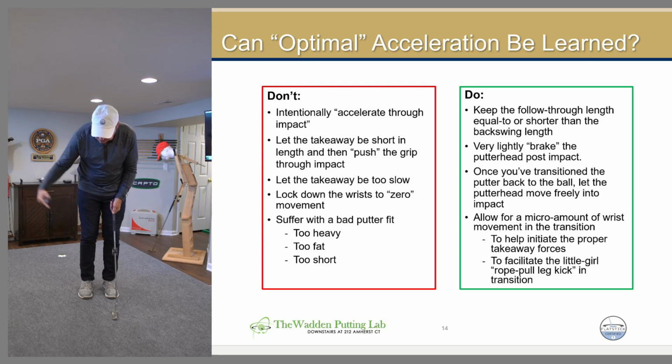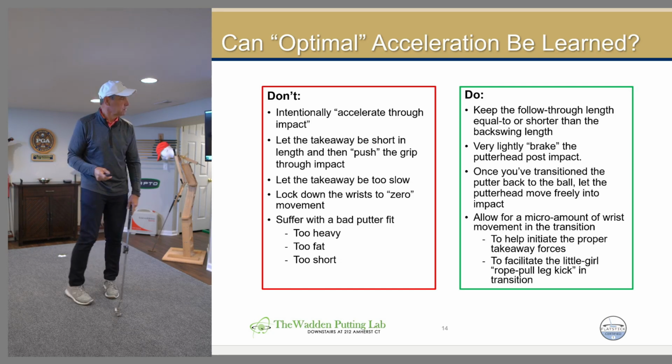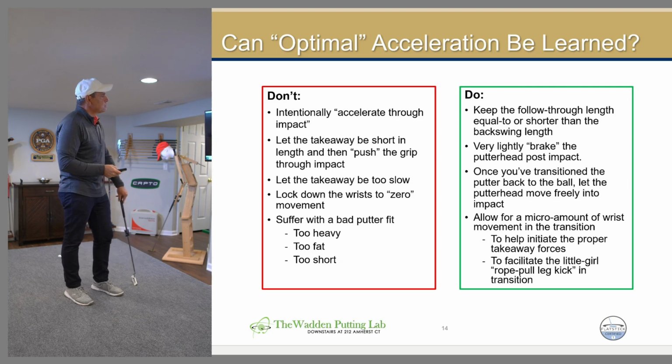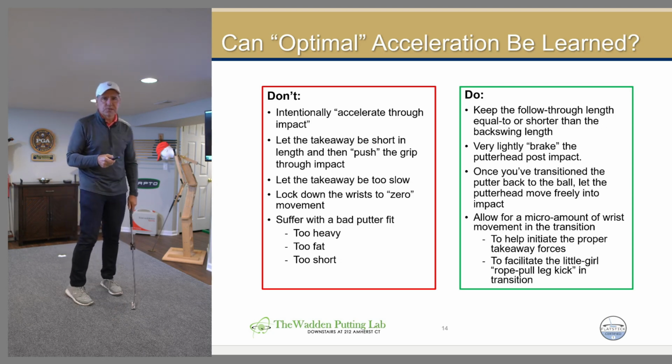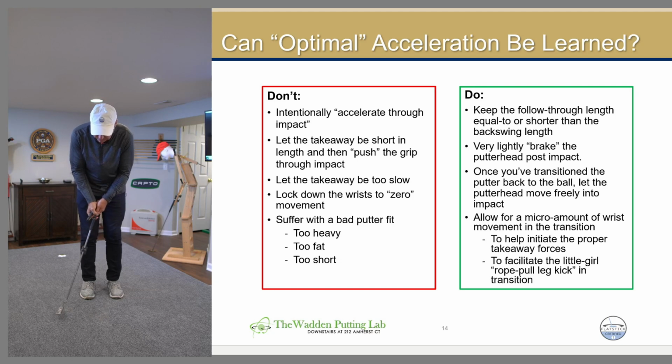Your mind's going to anticipate that kind of pre-impact, and that's one of the things that helps take the acceleration air out of the balloon. Okay? And then, of course, we've got to allow for a micro amount of wrist movement in the transition. So it really starts up top with the shoulders and the elbows.